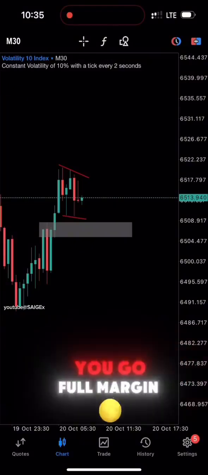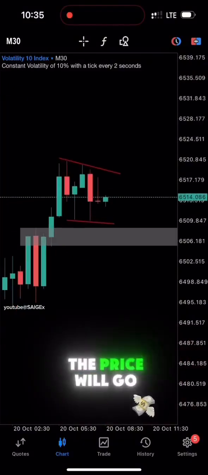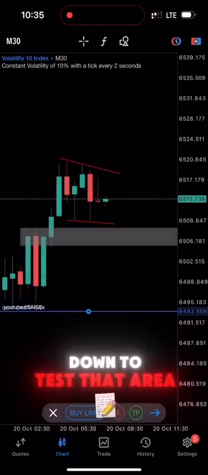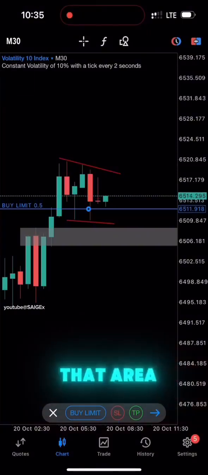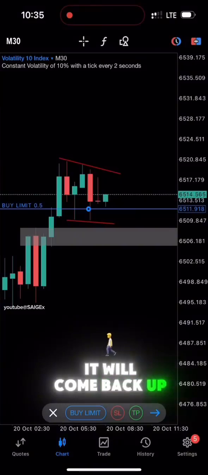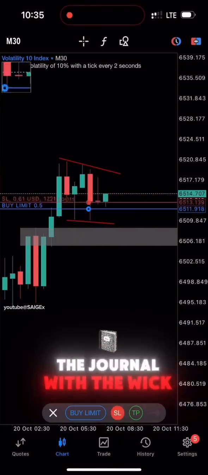So which means when you go full margin on a buy here, the price will go down to test that area. If it's strong, the area is very strong, so the price will not be able to break that area. It will come back up and then close inside the trend line with a wick. So this is what you do.